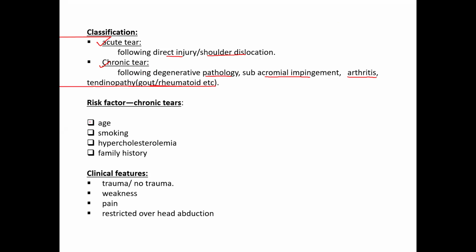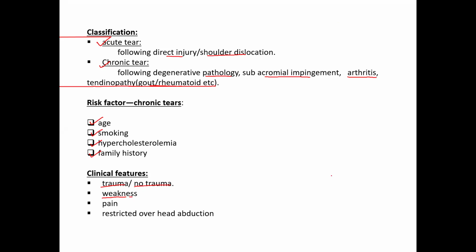What are the risk factors? Higher age, smoking, hypercholesterolemia, and family history increase the tendency of having a rotator cuff tear. So what are the clinical features? We can have trauma in acute injury, and no trauma in chronic or subacute presentations. The patient will have weakness. Weakness all over the shoulder? No, it is the weakness from 0 to 15 degrees. Initial 15 degrees of abduction is not possible. Once somebody gives support till 15 degrees, after that the patient is able to lift it up.